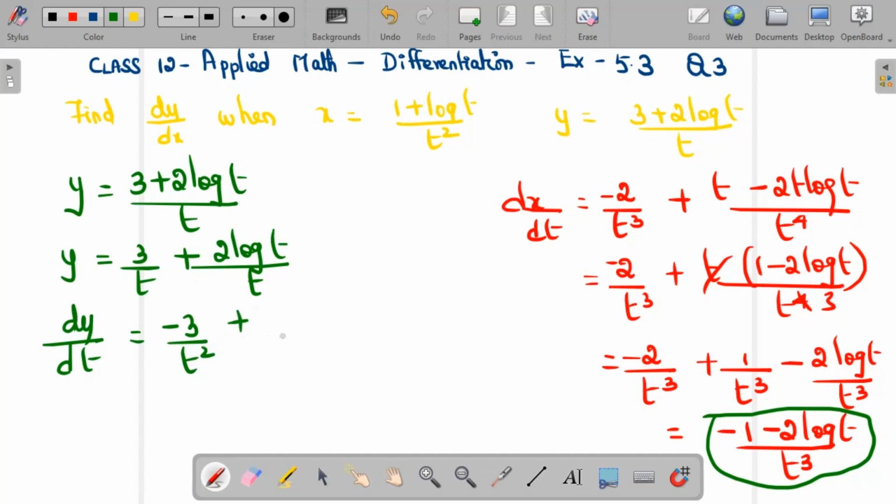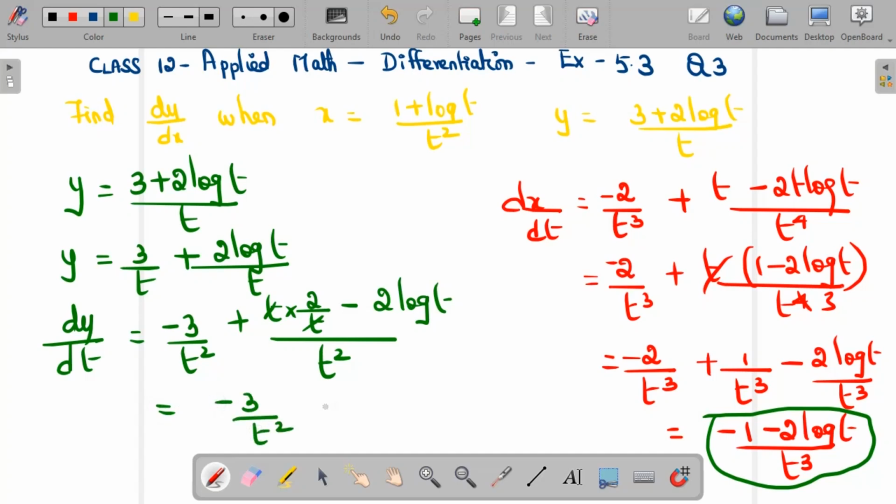Now here comes the u by v. So v squared will be the term in the denominator. I'm putting it already in place. Now v into differentiation of u. So it is 2 by t minus u into differentiation of t. So it is minus 2 log t. Now in this case, let's cancel out the 2 and t will get cancelled. So dy by dt is going to be minus 3 by t squared plus (2 minus 2 log t), the whole thing by t squared.